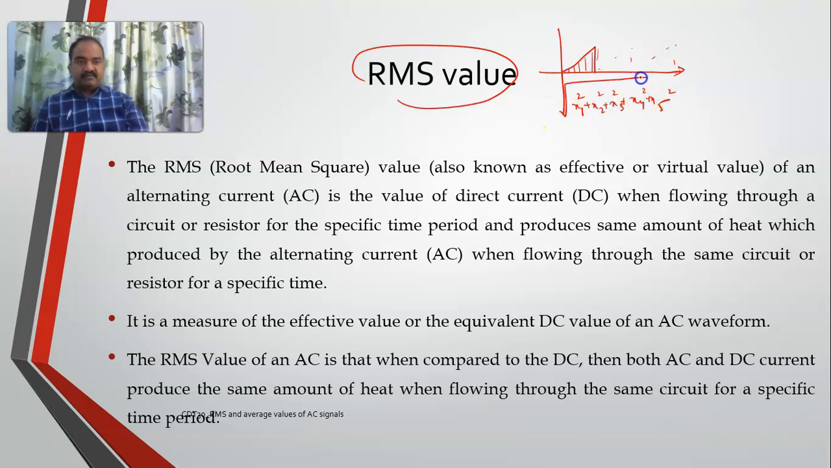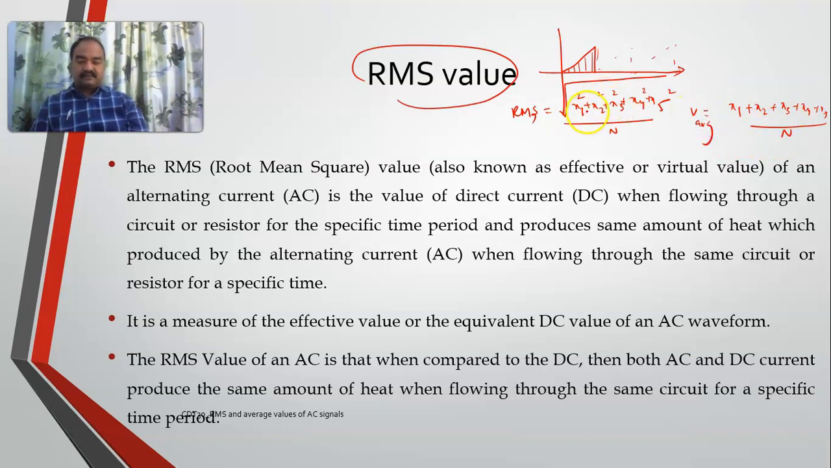And then you take the combined roots. This value is called the RMS value. Understood? Or else, if you just add them and take the average, it is called the average value.